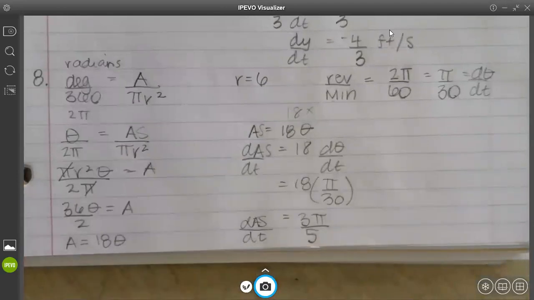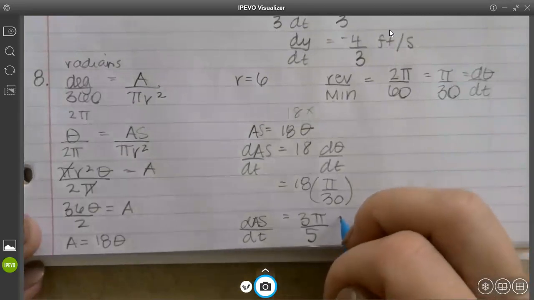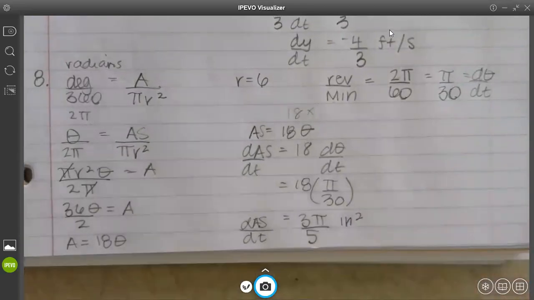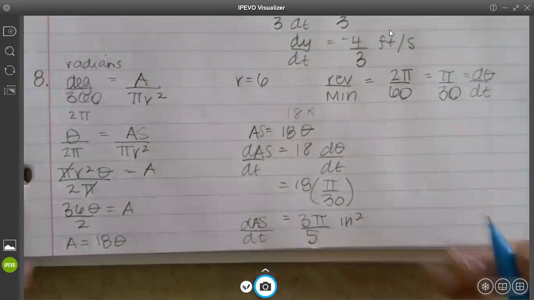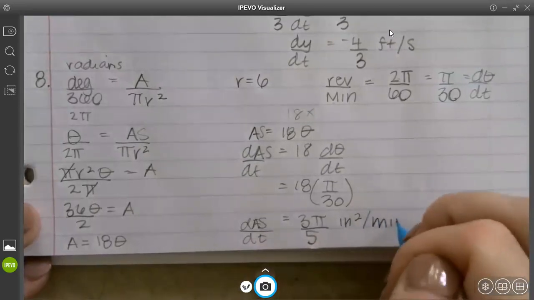So what was our area units? Make sure that you put the squared on there. What was our time? Minutes. There you go.